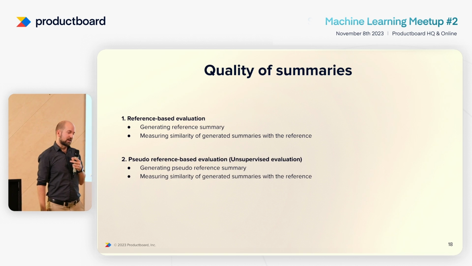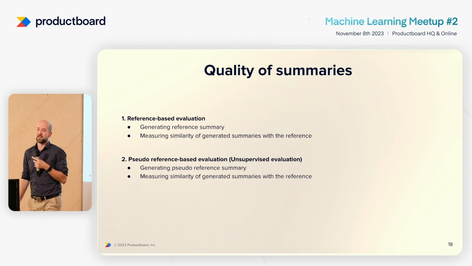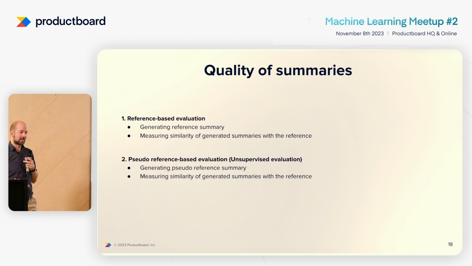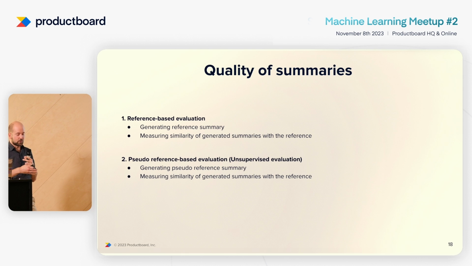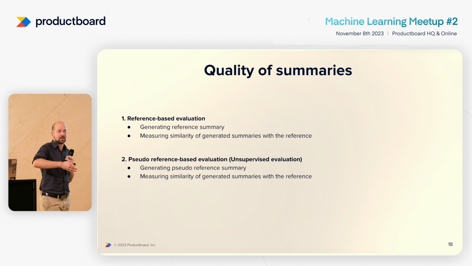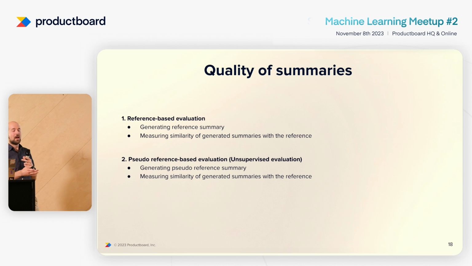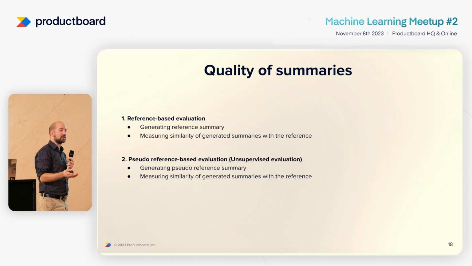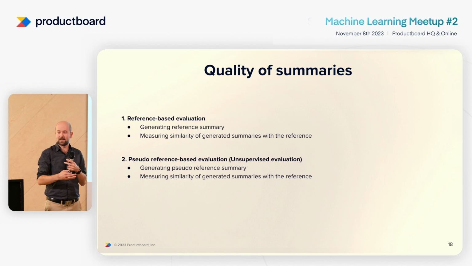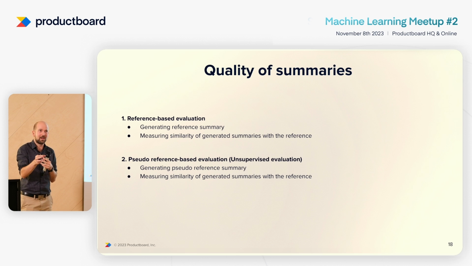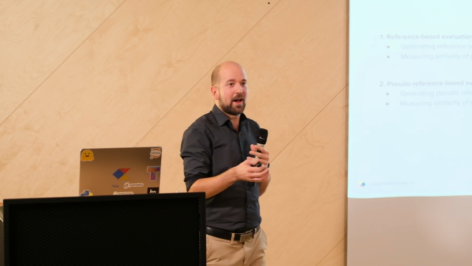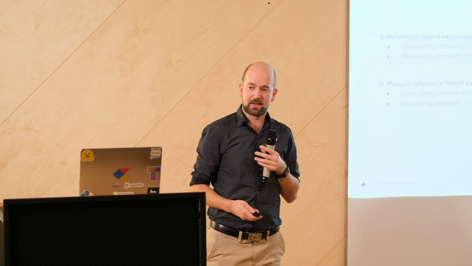Another set of methods is pseudo-reference-based evaluation. The idea here is similar, but in this case, you don't have to ask a human to generate a summary. What you do is generate the reference summary automatically. You can generate this reference summary, for example, by taking the most important sentences, the most salient sentences in the document, and then compare against those artificially created summaries. The advantage is that it doesn't require any input from humans, but it's not that precise.